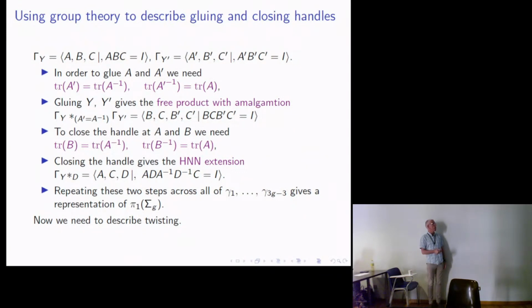So those are two independent conditions that we need now, rather than just one. But then we get free product with amalgamation before. To close the handle, we need, again, 2 independent conditions, and we get the HNN extension as before. And then we use the pants decomposition to glue all of these, and we get the fundamental group of the surface, just as we did before. Now we need to describe twisting.